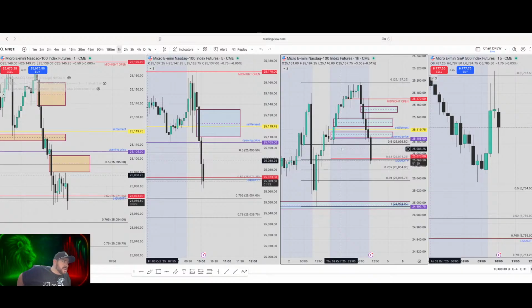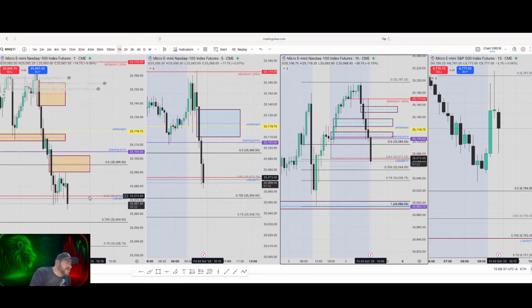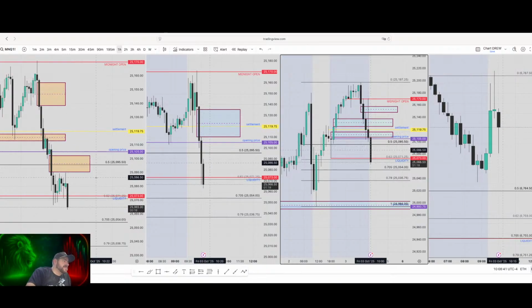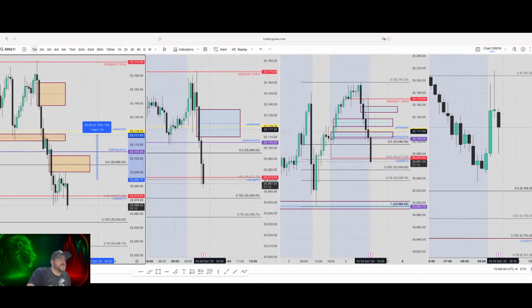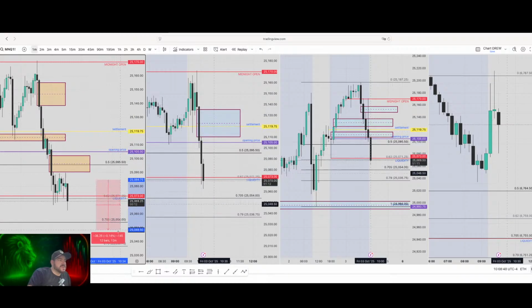No entries for now, and I'm not about to chase it, because once you get in now, it wants to come back to the 5 minute. What happens then? If you have a big stop loss, possibly, that's 200 something.